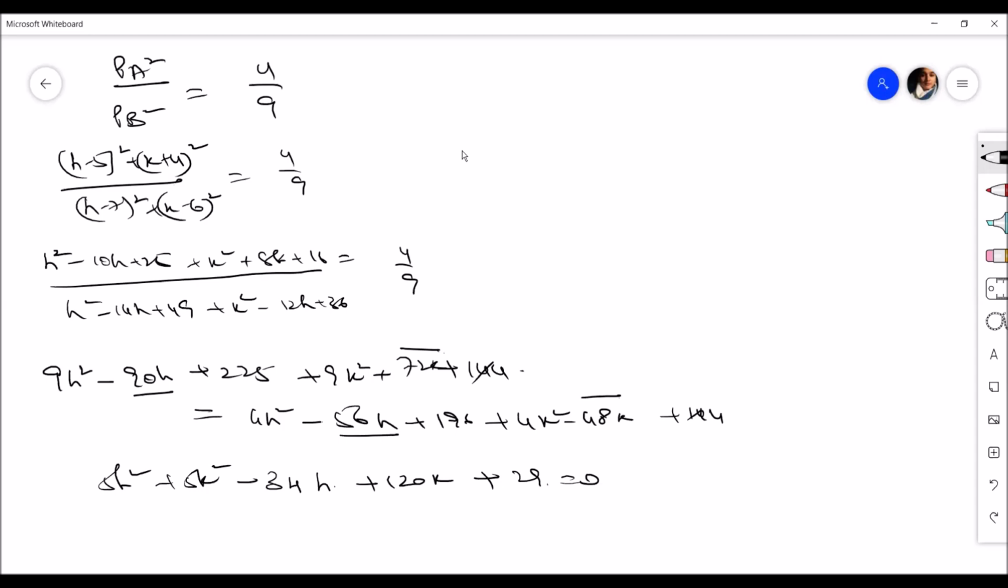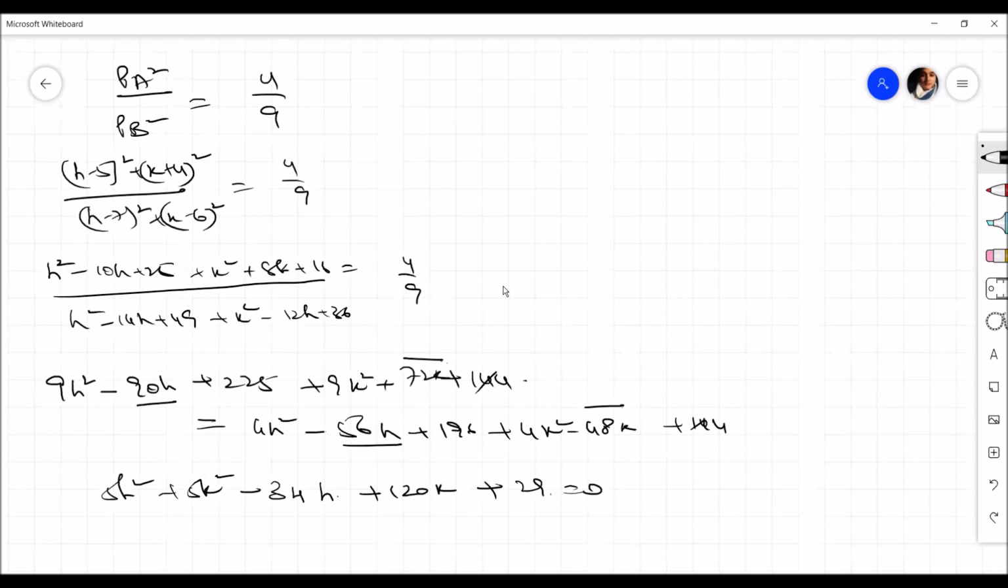Any doubts, anyone? All of you clear? Simple problem, not too many steps here. So all these steps will carry exactly 4 marks.